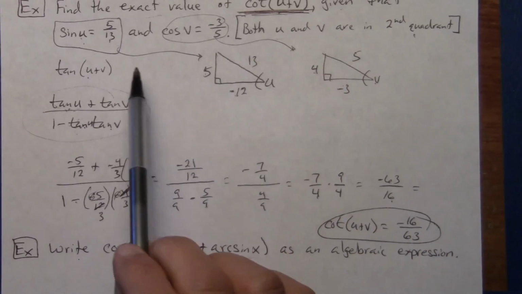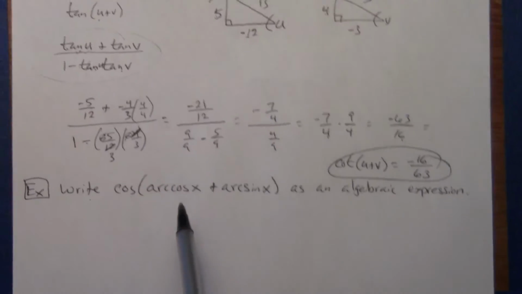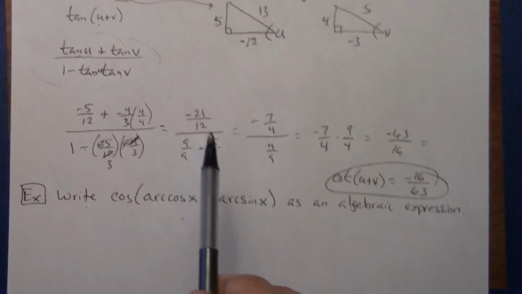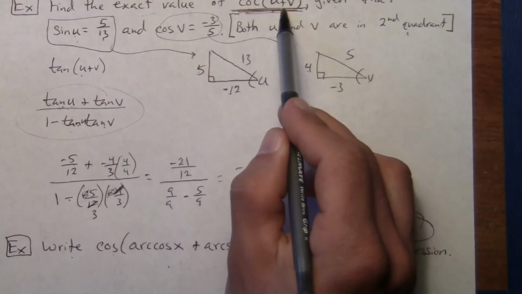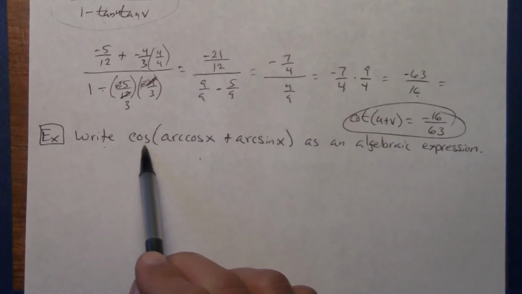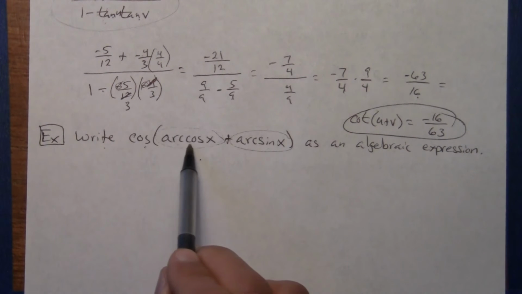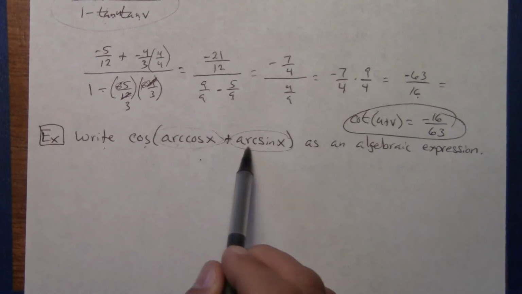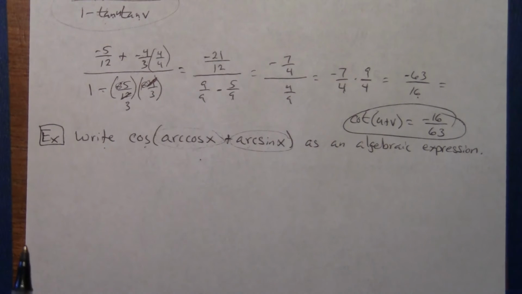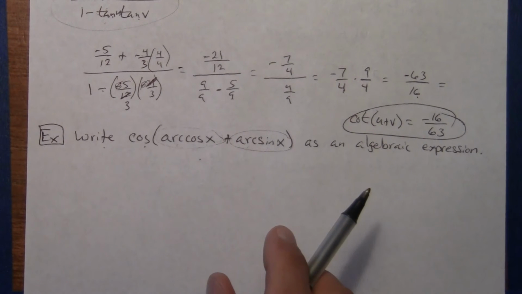All right, so now, again, notice what I did up here. I'm going to do the same thing here. It's asking me for the cotangent of u plus v. This one's asking for the cosine of u plus v. Because it's arc, these stand for angles. So the first thing I'm going to do, not that I have to do this first, is expand this.